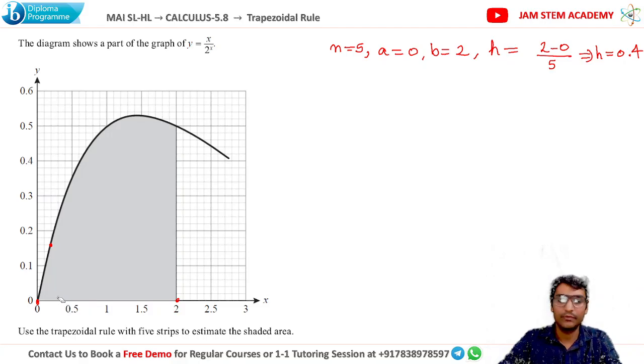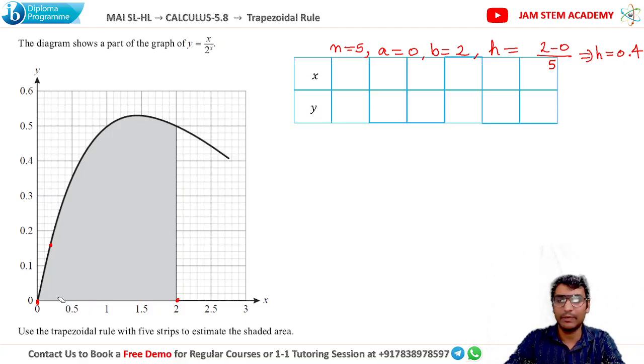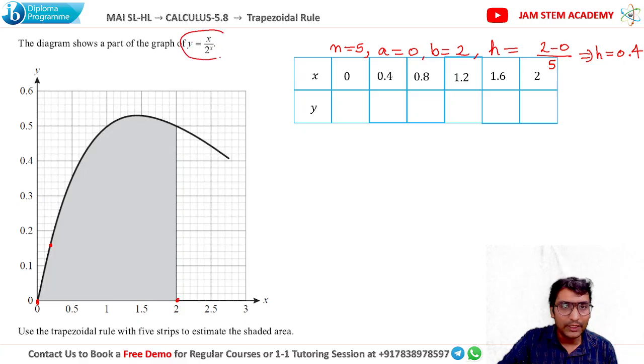In this way we can construct a table for the values of x and y like this. x will start from 0 and increase by 0.4. So 0 is the first value, then 0.4, then 0.8, 1.2, 1.6, and 2 in this way. So now we are getting 5 strips, right? But we also need the values of y corresponding to these values of x. So for that, you can simply use this equation, or you can also use the graph. That will also give you the same answer.